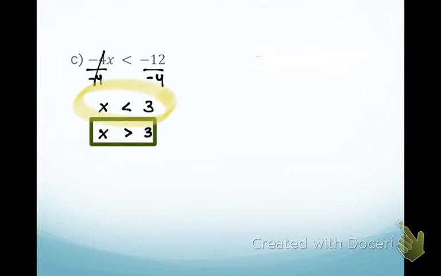Let me just erase this. I'll use this space over here on the right, okay? The original problem said negative 4x is less than negative 12. If I were to have this as the answer, x is less than 3. Who can give me a number that's a negative number that's less than 3? Negative 2. Negative 2, okay?